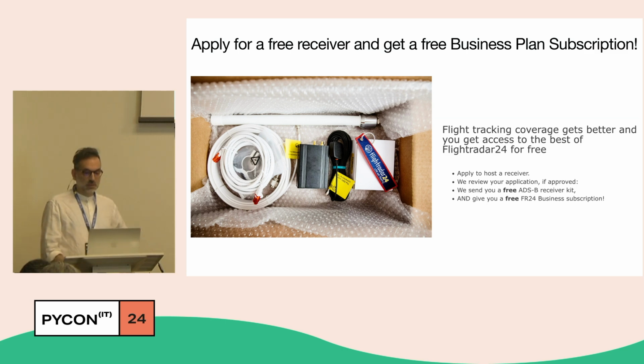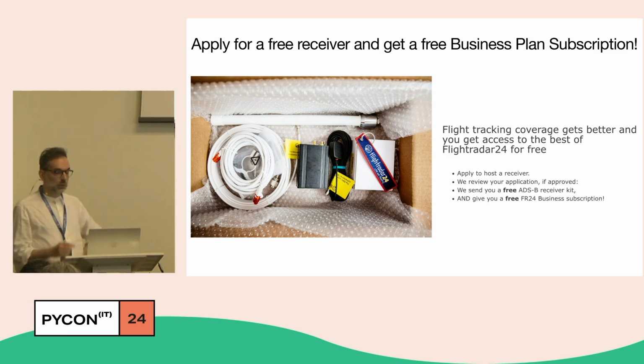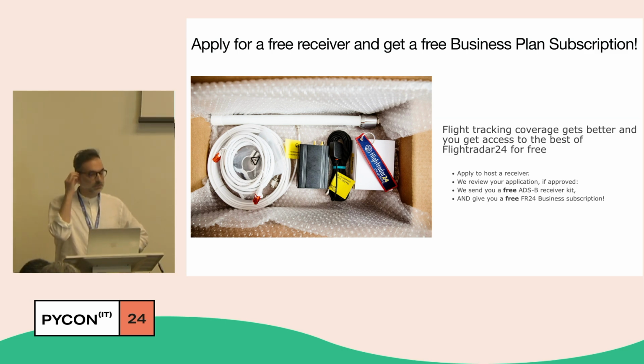Otherwise, you can get more data with different subscriptions. You can get also a free business plan subscription if you want to contribute to the tracking of the system. FlightRadar24 can send you at home a kit to build an antenna, so you can get your own receiver connected to your router and transmit data. And you can get also this business plan subscription for free for 1 year, I think.